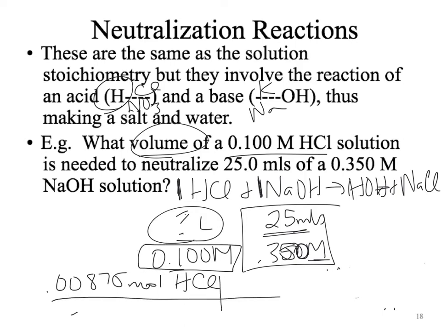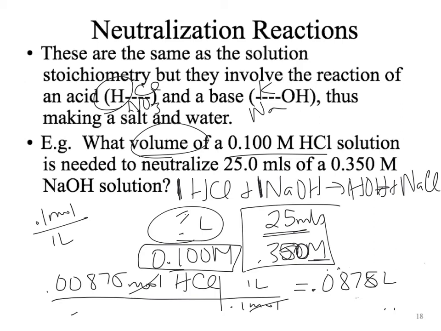Now, some people are going to want to set up a ratio, and that's fine. But what I'm going to do with this 0.1 molar, remember what that means. That means 0.1 moles per 1 liter. I'm going to flip it. I'm going to use the 0.1 mole down here and the 1 liter up here. Moles will cancel, and 0.0875 liters. This is supposed to be a 5. Liters of HCl, of that concentration, or 87.5 mils.